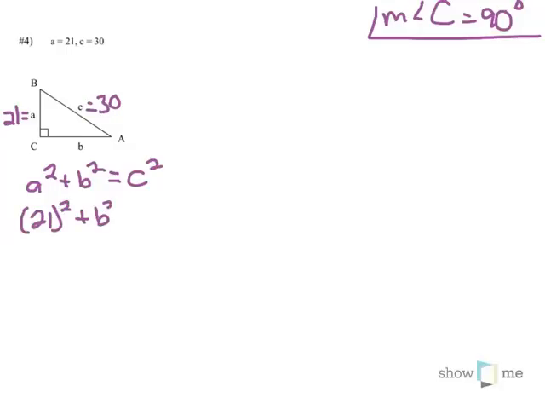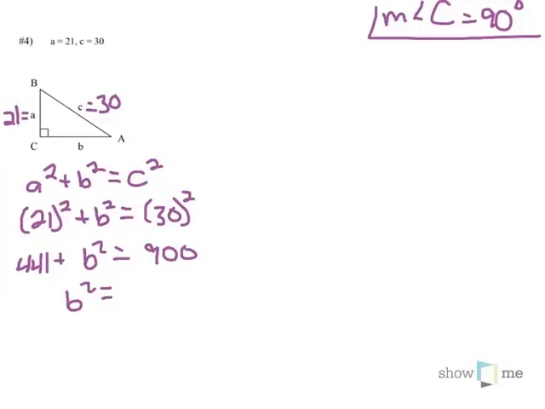21 squared is 441. 30 squared is 900. If you subtract 441 from both sides, you get b squared is 459. If you square root both sides, you get plus or minus. But since we are talking about the length of a side of a triangle, the answer is going to be plus. This is going to give us approximately 21.4.